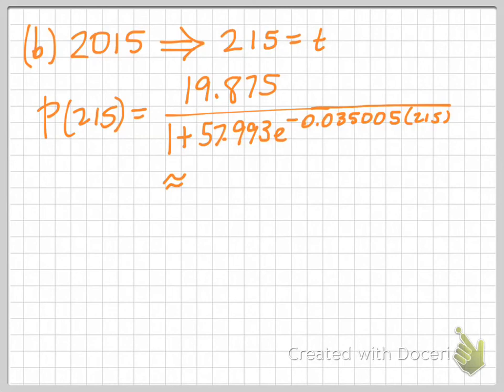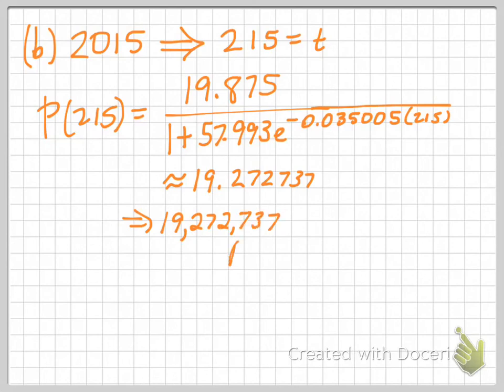We get 19, and again, when you know that your answer is in millions, you should go 6 decimal places of accuracy. And if you do, you get 272,737 as your 6 decimal places, which translates to 19,272,737 people.